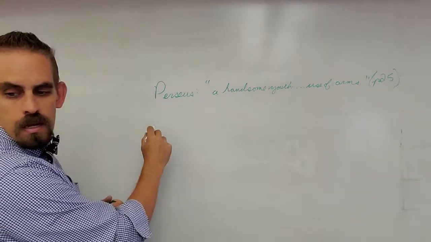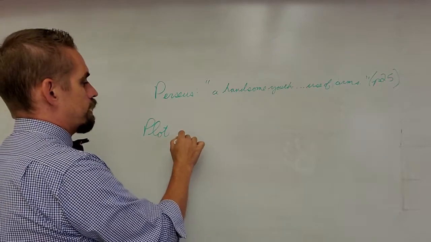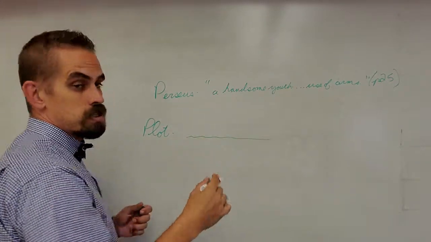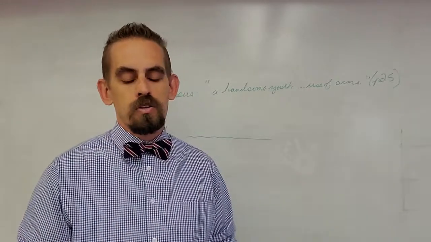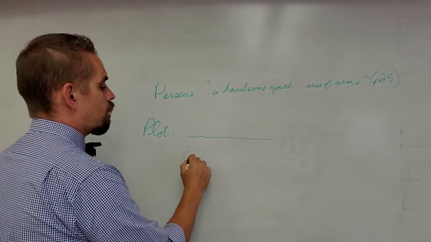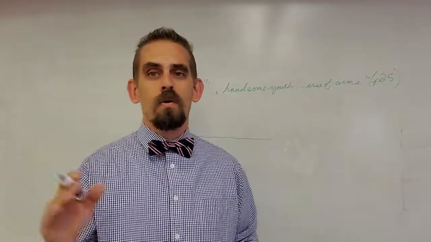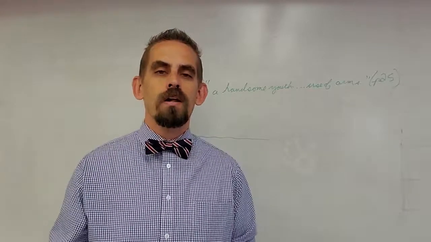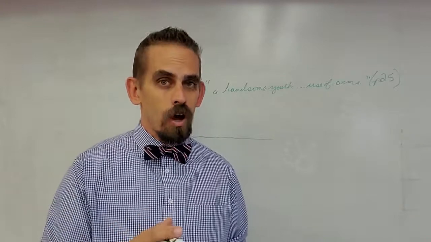So where it says plot, you'll write down the main event, which is a quote from the book. You can do that, or it should be. And then you would write cause. And you write the cause of the main event. Why did the main event happen? What brought that on? Or why did it happen? Or what was the cause of that main event?